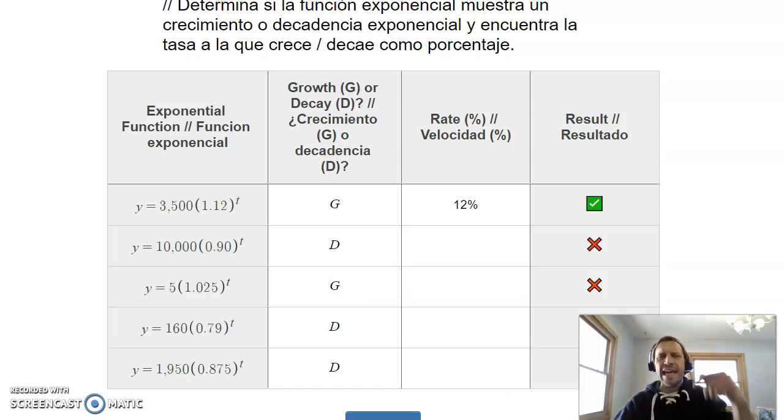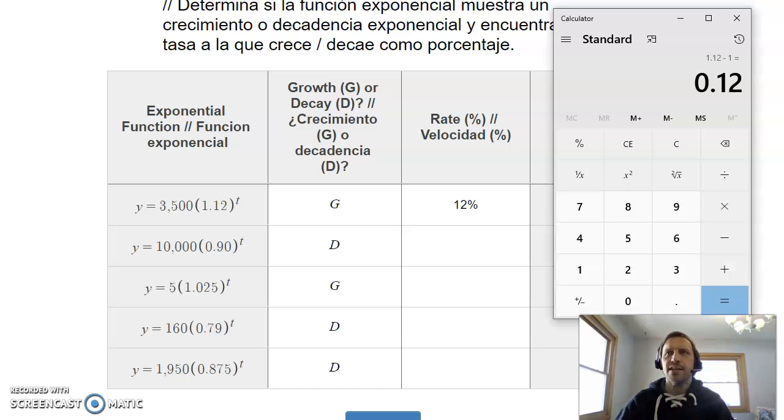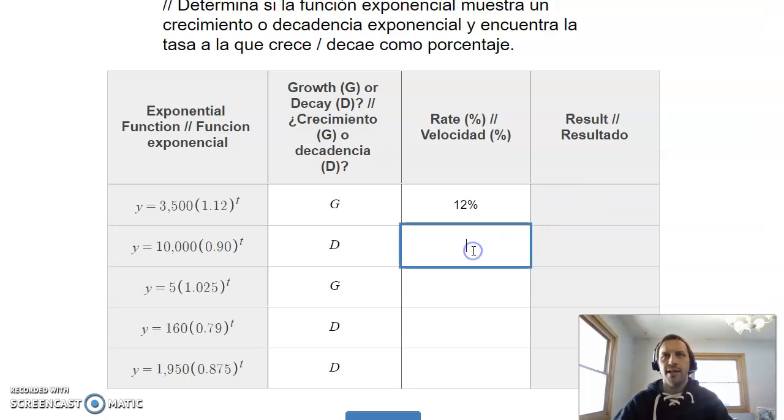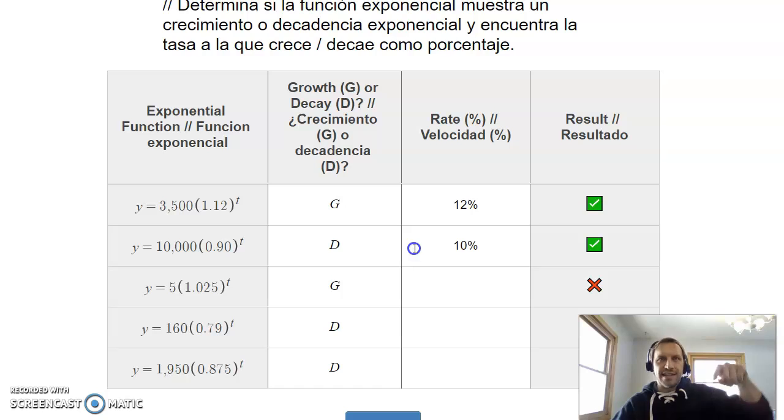Decaying. Now, if it's decaying, how much smaller than 1 is that? If you can't see it, go back to your calculator, and now go 1 minus 0.90, and you can see 0.1 is 10%. Right? So if it's smaller than 1, 10% to get back to 1. If it's bigger than 1, 12% to get back to 1. So go ahead and try these out and see how you do.